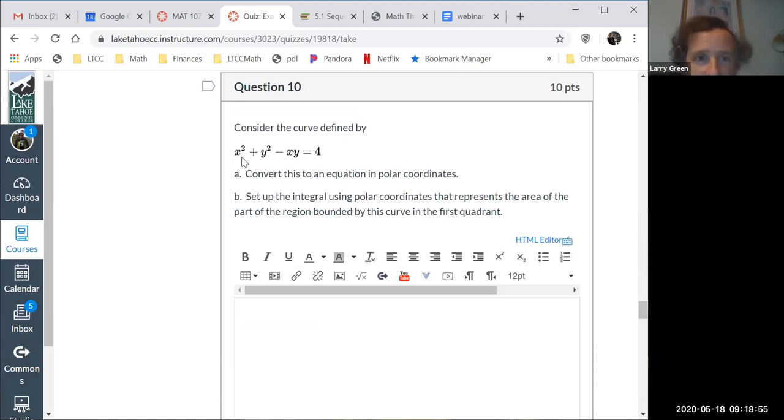Okay, consider this curve, x squared plus y squared minus xy equals 4. A: convert to polar coordinates.